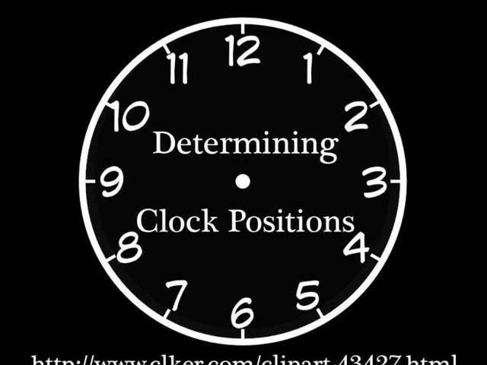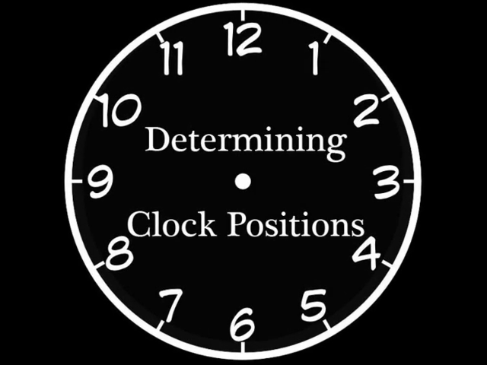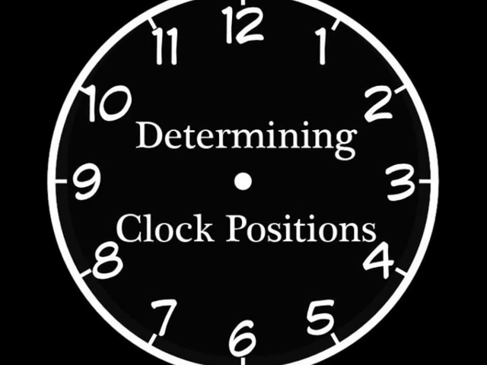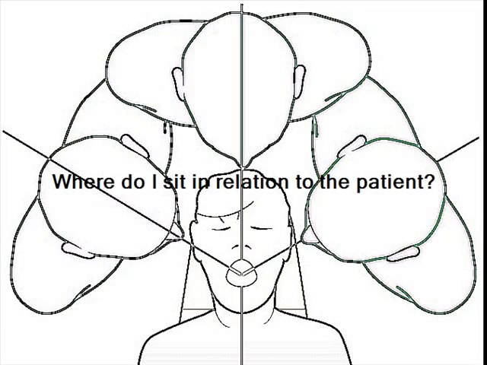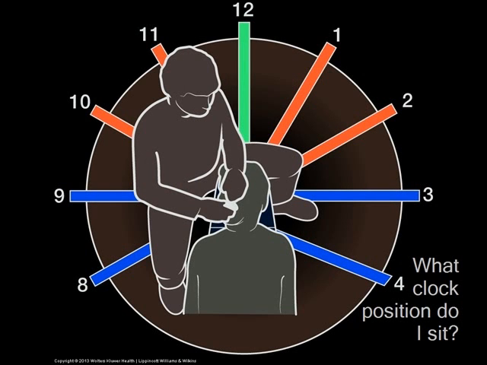It always seems that the dental hygiene students get confused on where they sit. That is in relation to the patient. We refer to this as clock position using the hours as reference. This video will refer to a right-handed hygienist. They use 8 o'clock to 12 o'clock. Left-handed hygienists use 4 o'clock to 12 o'clock.